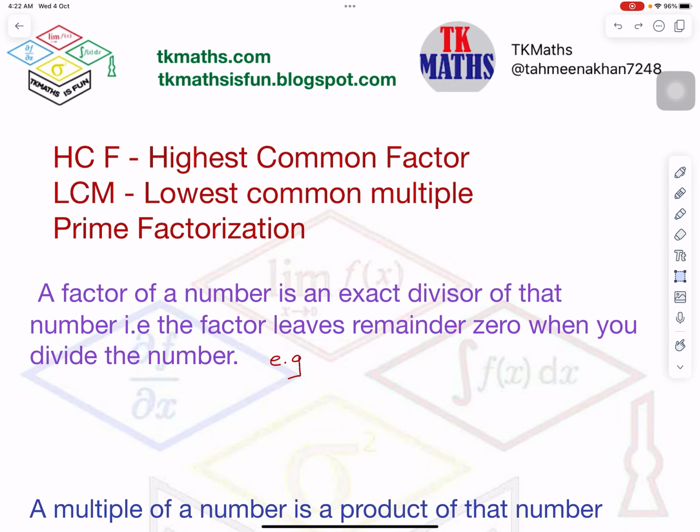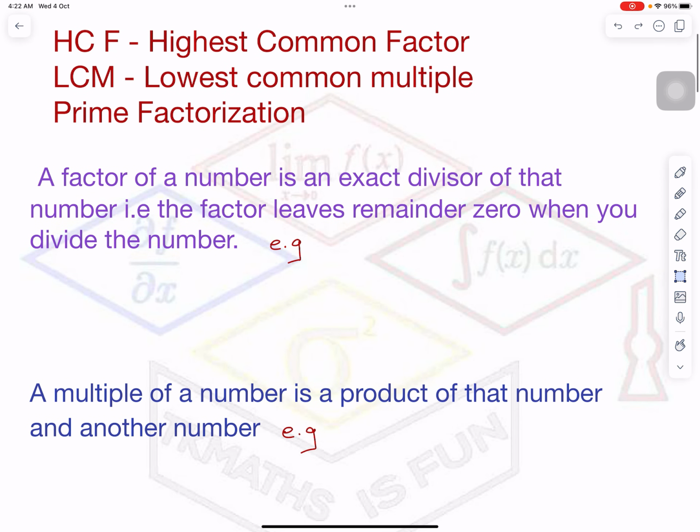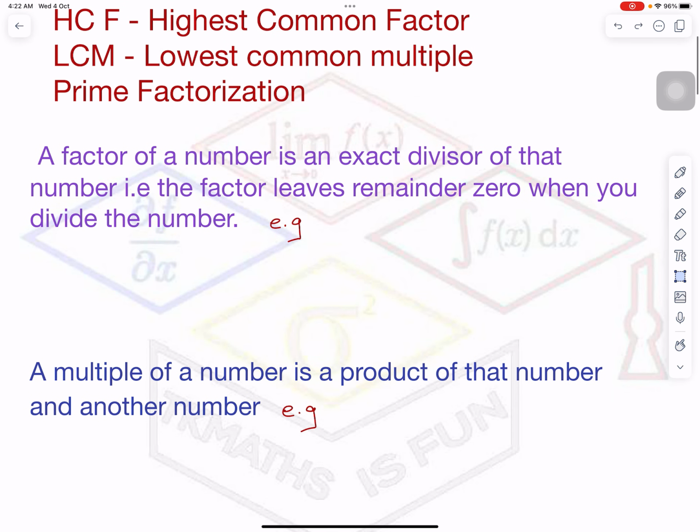In today's video, we will see the understanding of HCF, highest common factor, and LCM, lowest common multiple, and finding them out with the help of the prime factorization method. In the previous video, the link you will find in the description, we saw the meaning of factors and multiples. So just one example to help you recall so that we can continue with HCF and LCM.